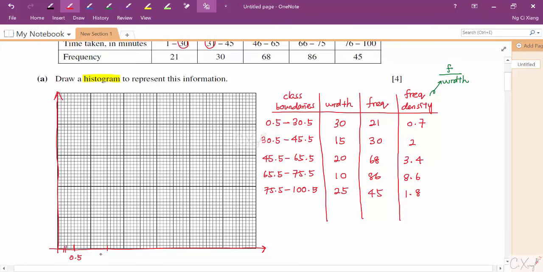This one will be 20.5, 40.5, 60.5, 80.5, and also 100.5. The x-axis label will be time, in the unit of minutes. Then for the y-axis, the highest value should be 8.6. Therefore, I will make it like this: 2, 4, 6, and 8. And the label for the y-axis will be frequency density.